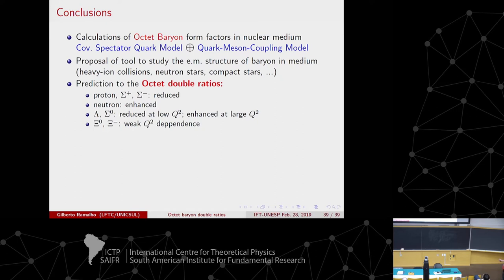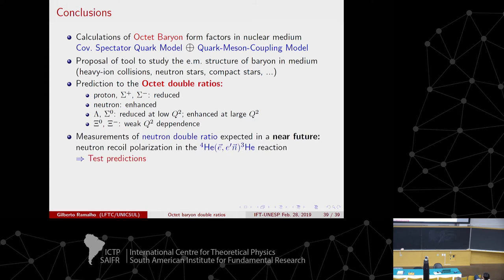Our final conclusion is that we expect a reduction of the effect in medium, of the ratio in medium, for the proton, sigma plus, sigma minus. For the neutron, we expect some enhancement of the double ratio and some enhancement of effects. And in the other cases, lambda and sigma zero, we expect a reduction for low Q square, enhancement for large Q square, and for the cascade, we expect a weak dependence in Q square.